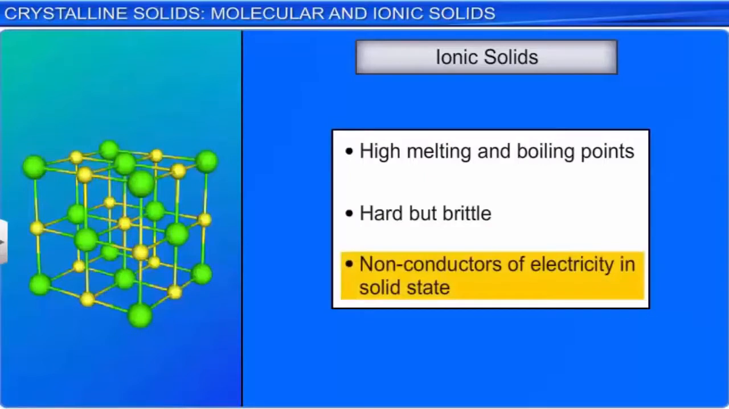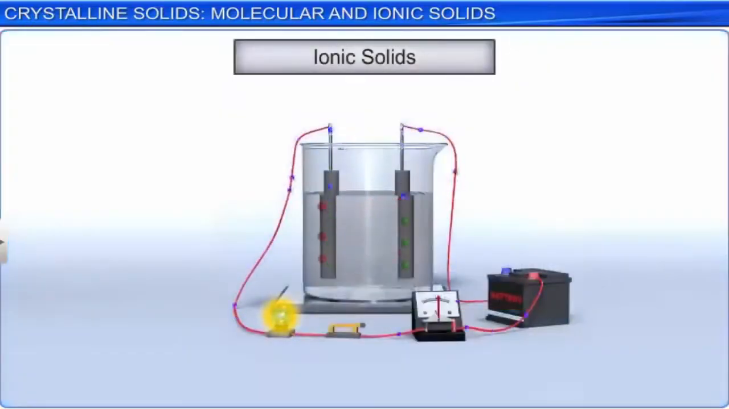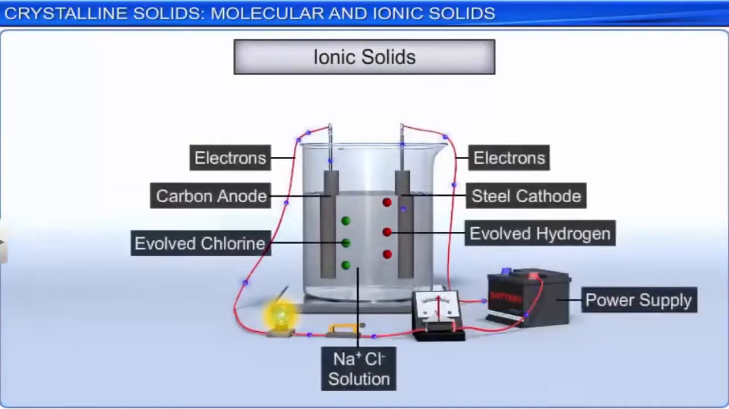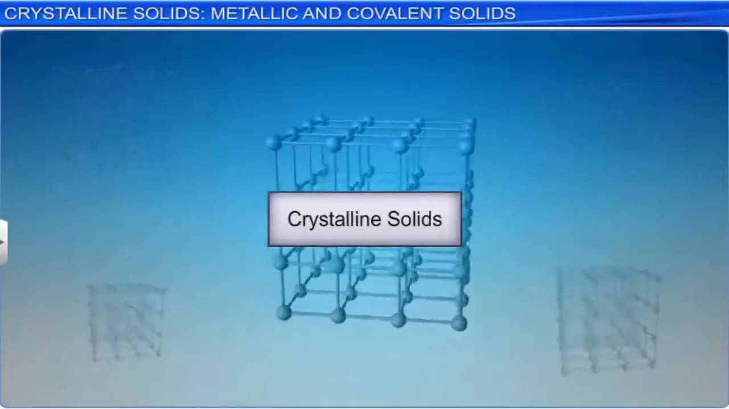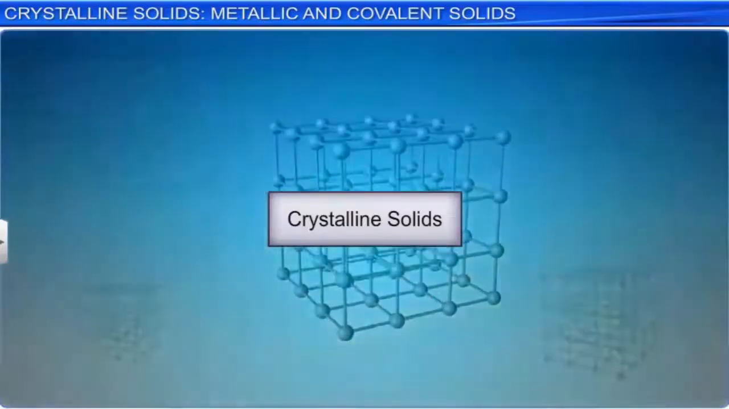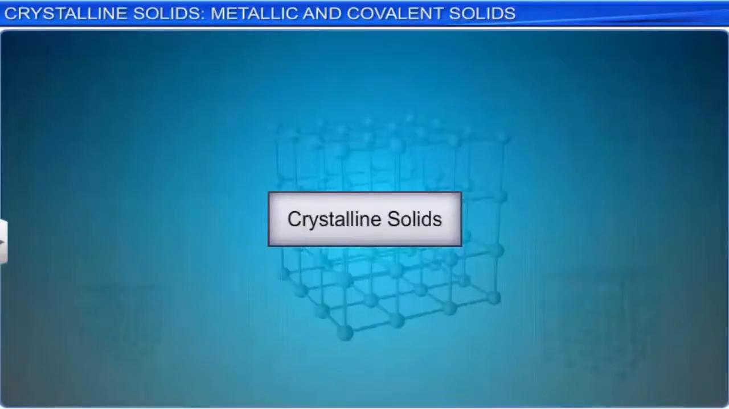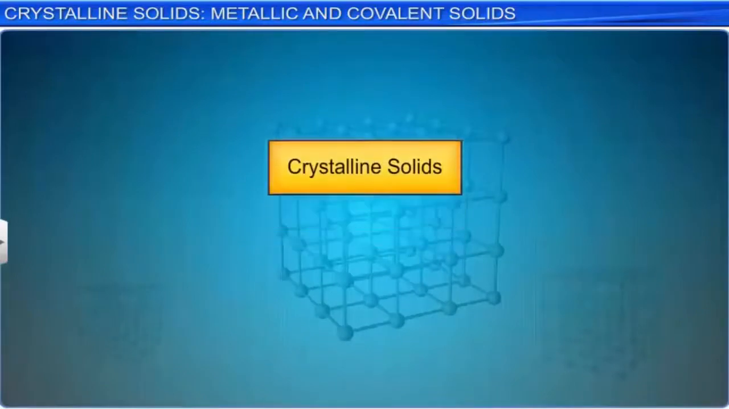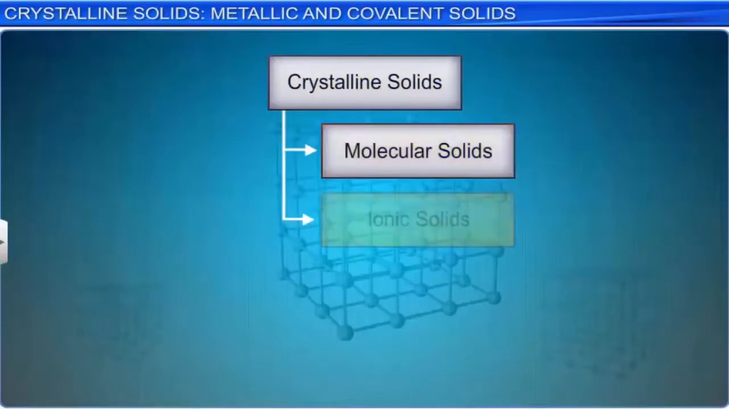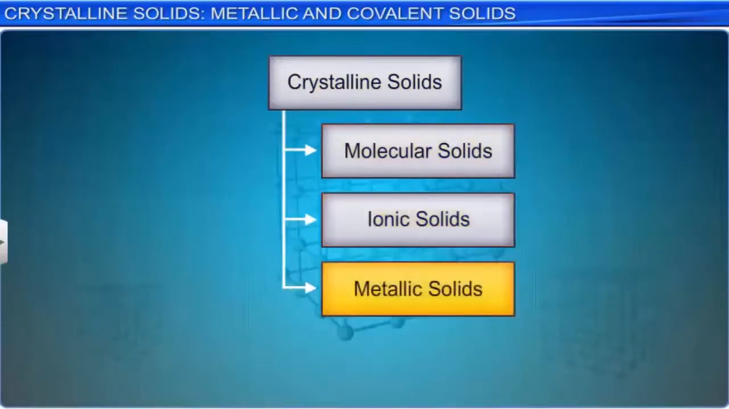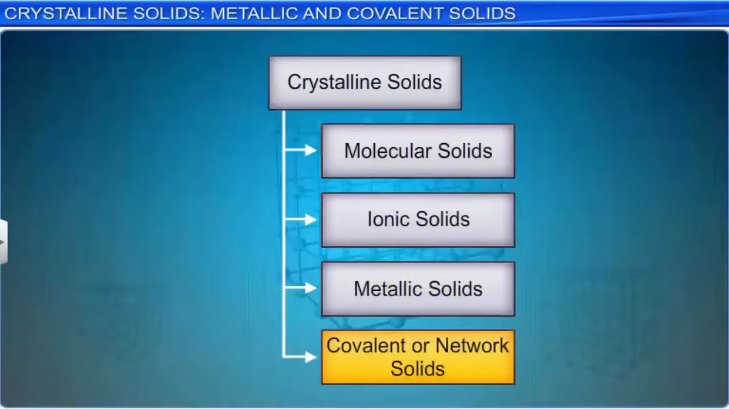However, they are good conductors of electricity in fused or in their aqueous solutions. This stems from the fact that the ions acquire freedom of movement in their fused or aqueous solutions. You know that on the basis of the type of force that holds the constituent particles together, crystalline solids are broadly classified into molecular solids, ionic solids, metallic solids, and covalent or network solids. Let us begin our discussion with metallic solids.